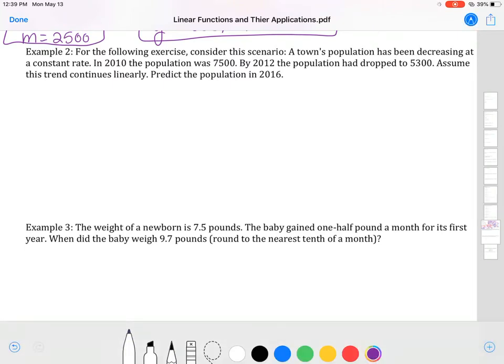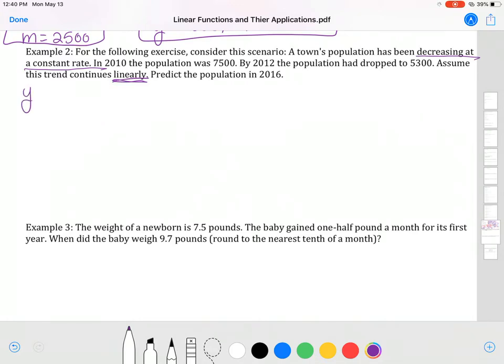Okay, in example 2, it said, consider the scenario, a town's population is decreasing, so there's a key word, decreasing, at a constant rate. So that tells me right off the bat that my slope should be negative. It also tells me in 2010 the population was 7,500, and by 2012 the population had dropped to 5,300. Assume this trend continues linearly.